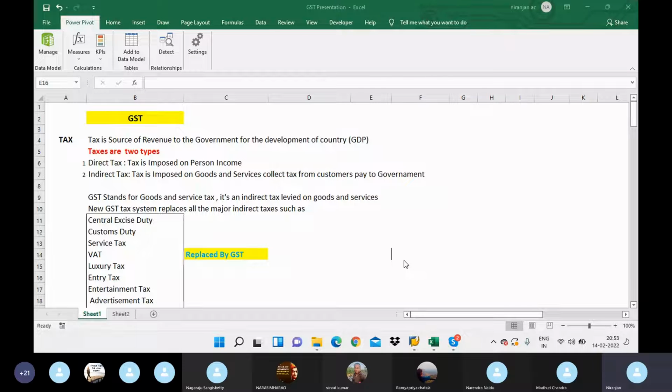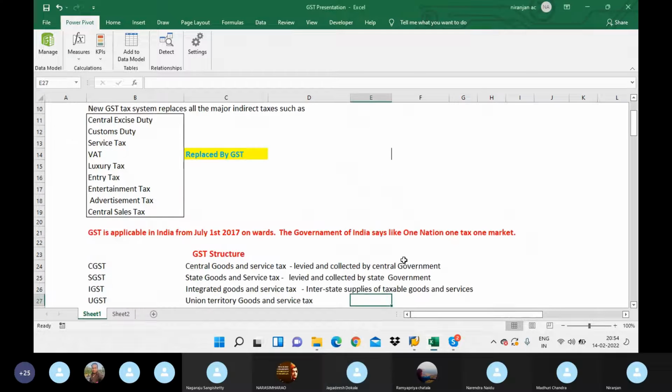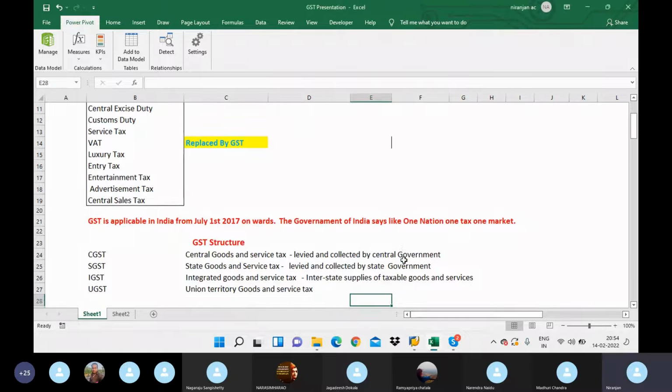The new GST system replaced all major indirect taxes such as central excise, customs duty, service tax, VAT, luxury tax, entry tax, entertainment tax, advertisement tax, and purchase tax. Like that, so many taxes were replaced in India by GST. GST is applicable in India from 1st July 2017 onwards. The Government of India says: one nation, one tax, one market.